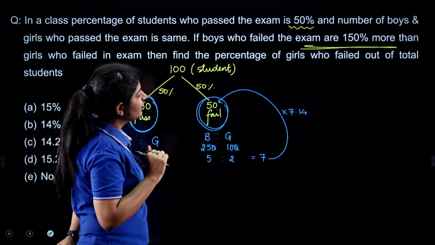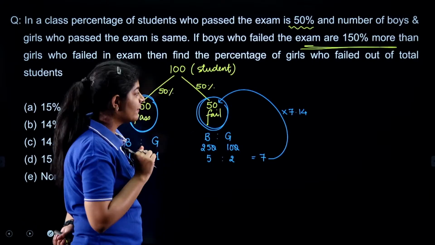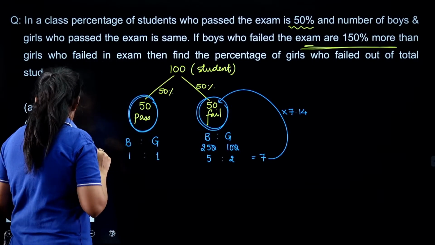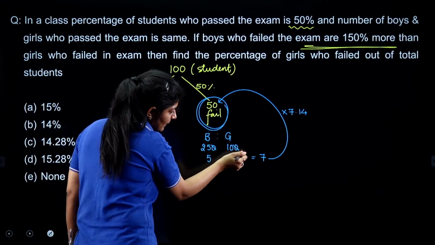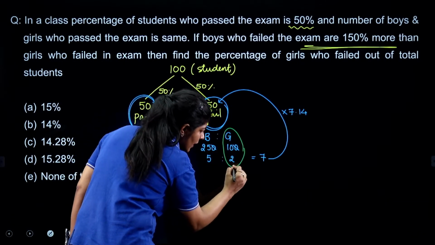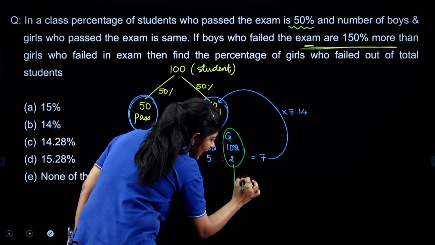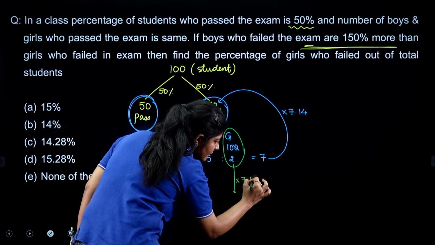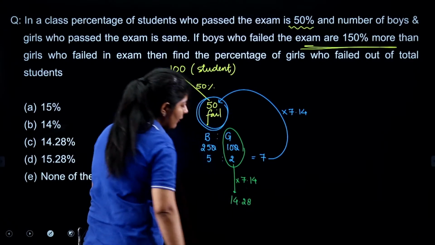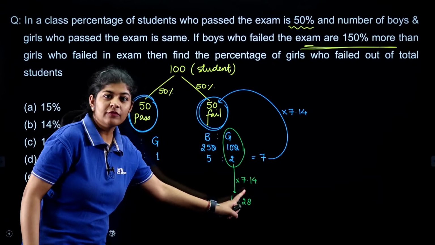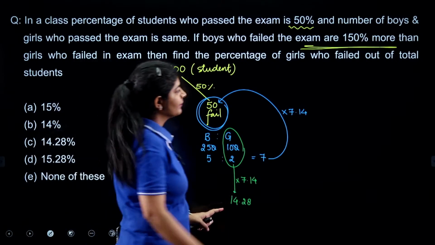Okay. If this value is present on the multiple of 7.14, what we have to do is calculate the percentage of girls who failed. That means I need to find out the value of this one. So the number of girls that we are having is also present on the multiple of 7.14, which is nothing but 14.28. Now I want to find out the percentage of this one.